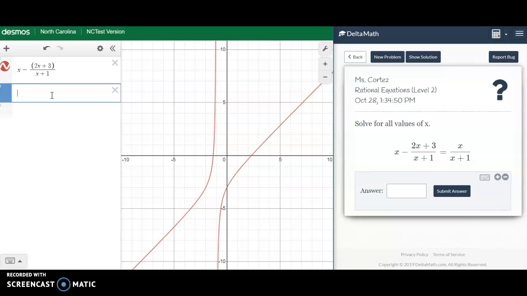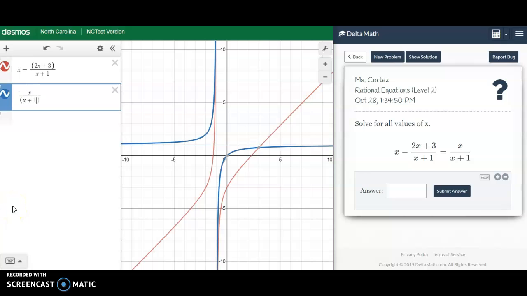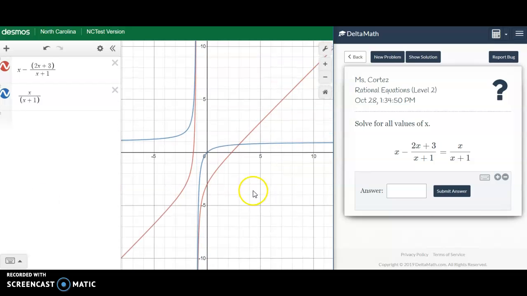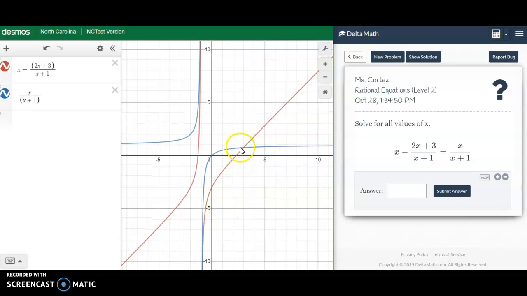I just pressed enter, or you could click right there to put the next one in. Here we're going to have x divided, using the slash on the keyboard or the keyboard down here, open parentheses, x plus 1. As you can see, Desmos graphed my two functions. This is a system of one function equaling the other, so we know that the solution is where the two functions intersect.